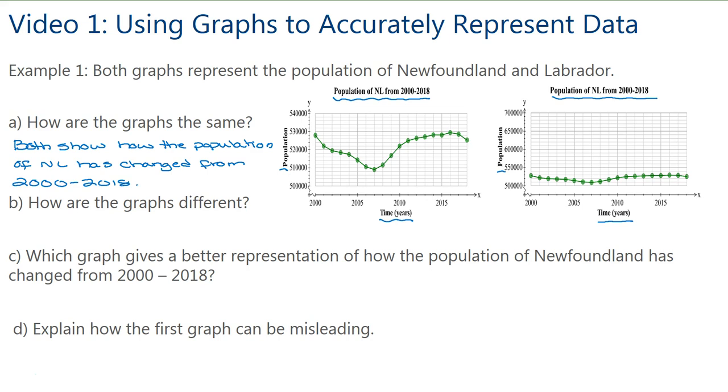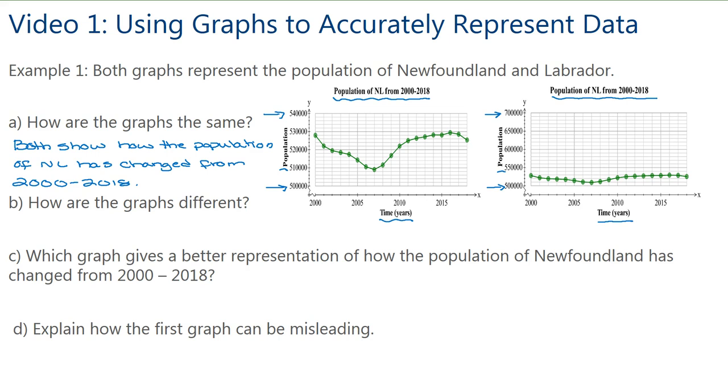Now, even though they show the same information, the graphs look very different. So how are the graphs different? Well, if you look at the scale on the y-axis, this graph here starts at 500,000 and goes to 540,000. Now this graph here starts at 500,000 as well, but it goes to 700,000. So the second graph is more stretched out, has a wider range, making the graph seem more linear, whereas the first graph has a smaller range, making the differences between years more pronounced.